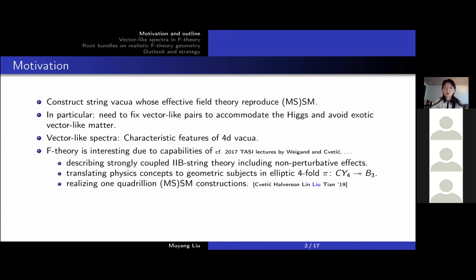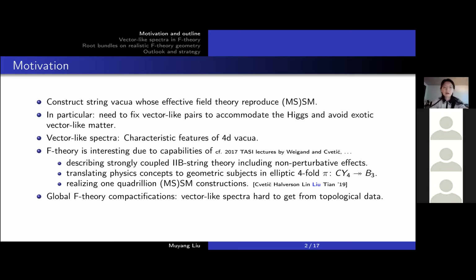Among all the branches of string theory, I am personally interested in F-theory because it is capable of, first, describing the strongly coupled type IIB string theory, including non-perturbative effects. And second, it allows us to translate physics concepts to geometric subjects in the elliptic Calabi-Yau fourfold. And last year, we managed to realize one Standard Model construction with exact chiral spectrum from the compactification.